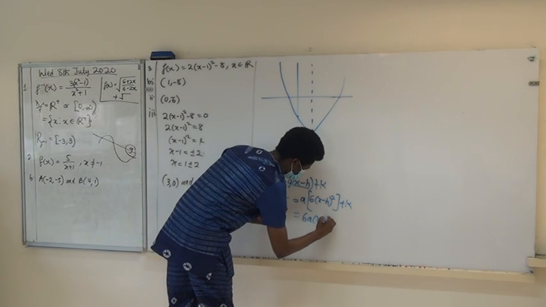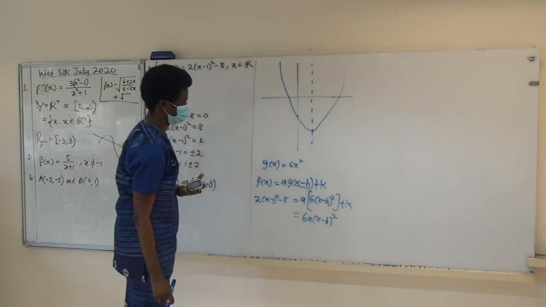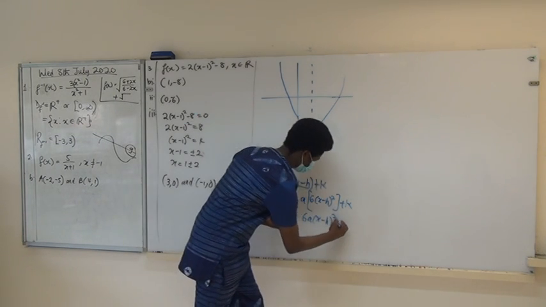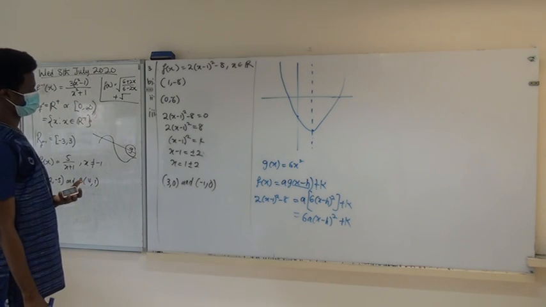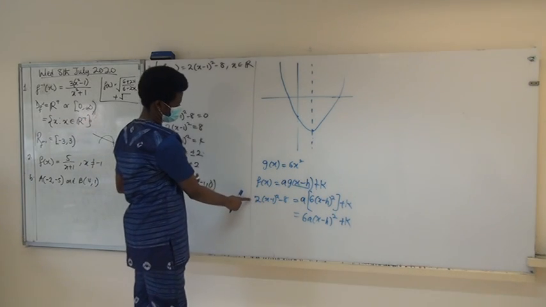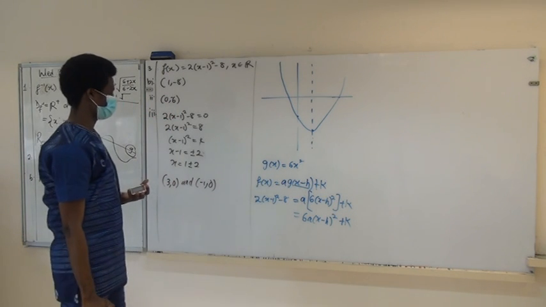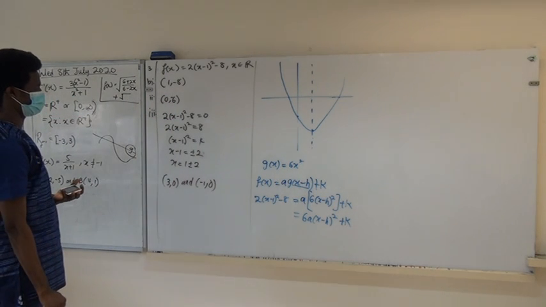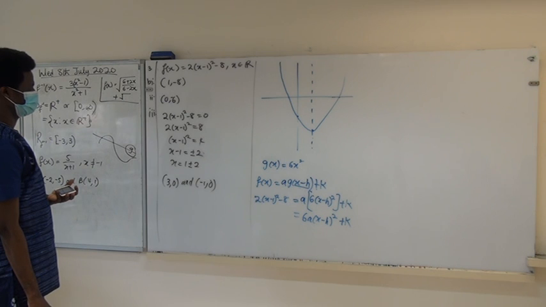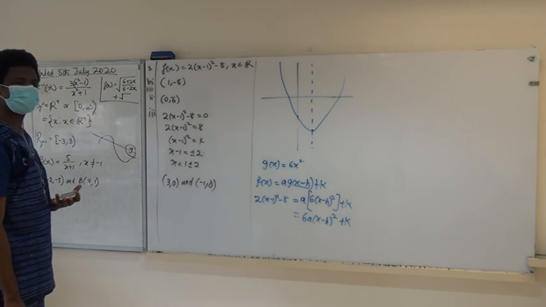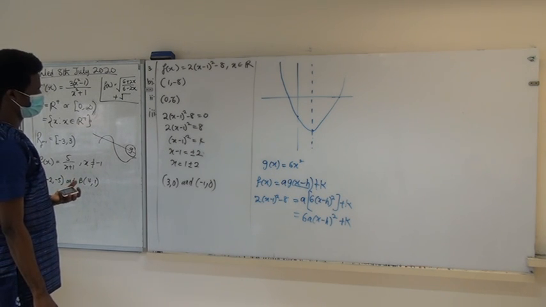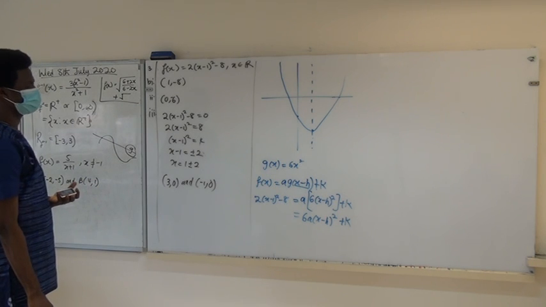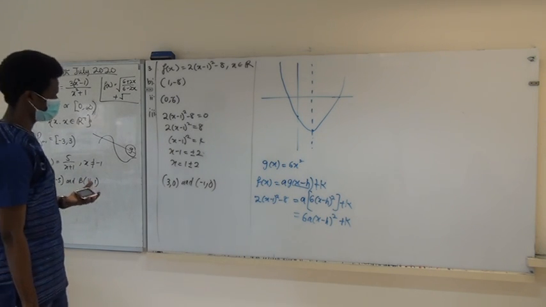6a. Is this correct? Yeah, plus k. So 6a(x - h) all squared. Okay, so did you get k as minus 8? Anyone who has done it? Yeah. Okay, then your a should be 1 over 3, and your h is 1. Is that what you got? So it's easy to see from this.